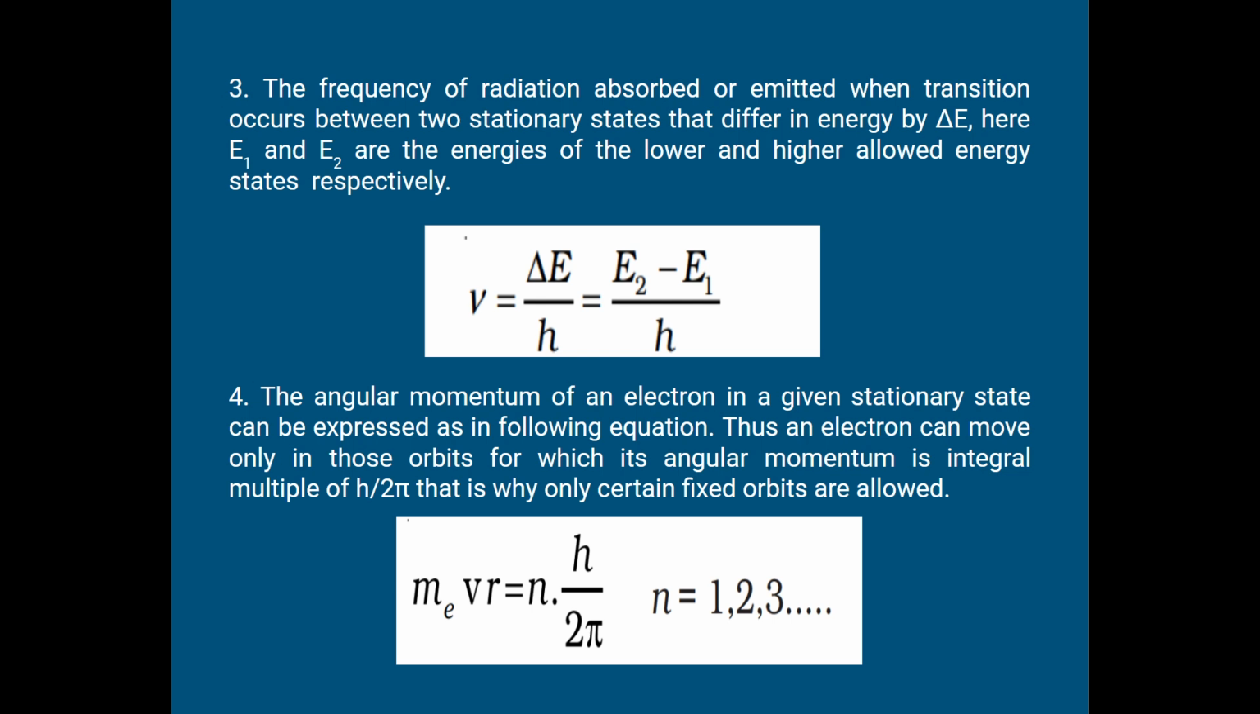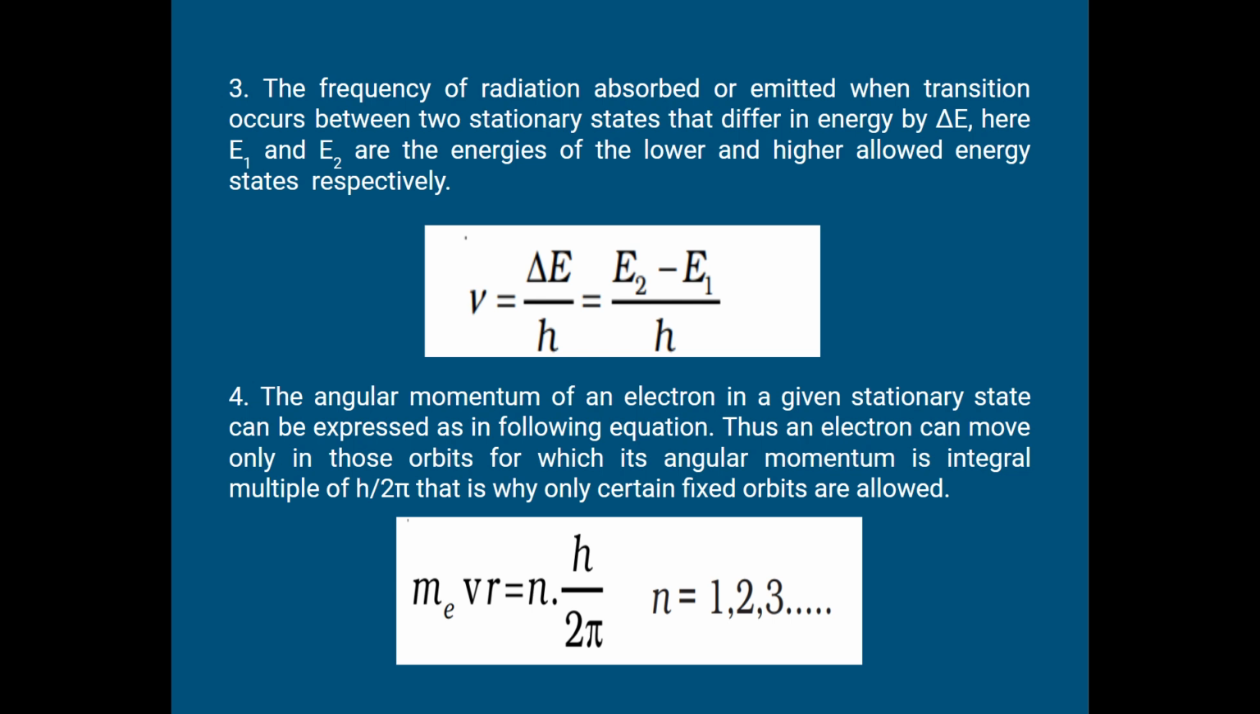Your n has values 1, 2, 3 up till infinity. It says that the angular momentum of an electron in a given stationary state can be expressed by this equation, and it is quantized. It has a fixed value, not any random value. Here m is the mass of the electron, v is the velocity, r is the radius of the orbit, h is Planck's constant, and n is the orbit number like 1, 2, 3, 4, 5, 6.